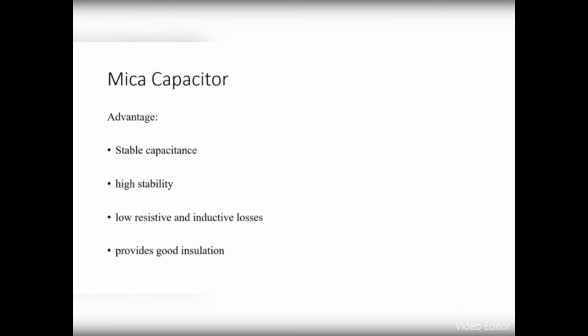There are several advantages of using mica capacitor. The first advantage is the stable capacitance, as the minimum tolerance for silver mica capacitor values is about 1%. The second advantage is high stability as it can operate normally in a wide weather, temperature, and voltage range. The third advantage is low resistive and inductive loss. The fourth advantage is that mica provides good insulation to the capacitor.